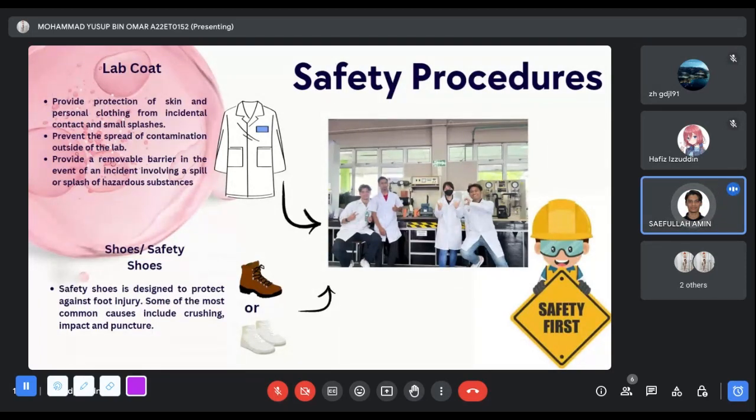For the safety procedure that we need to comply with when we conduct the experiment, we need to wear our PPE, which is a lab coat, to protect the skin and personal clothing from incidental contact and small splashes, and to prevent the spread of contamination outside of the lab. Other than that, we want to have a removable barrier in the event of an incident involving a spill or splash of hazardous substances. As for the safety shoes that we need to wear in the lab, they protect us against foot injury. Some of the most common causes include crushing, impact, and puncture.